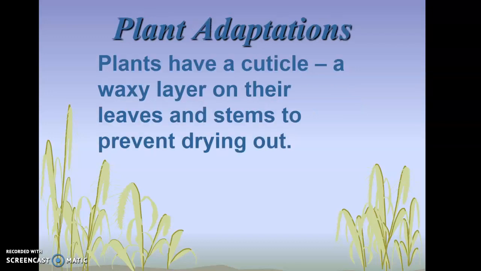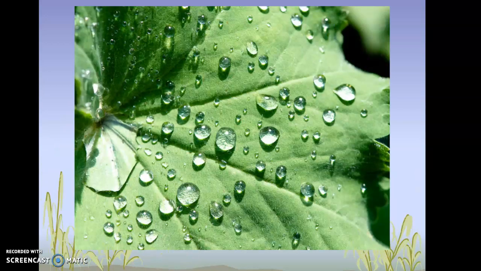So the first adaptation is called a cuticle. Plants have this stuff called a cuticle, which is a waxy layer on their leaves and stems. And what this does is it protects them from drying out. So if they don't have access to water right away, this waxy layer protects the moisture on the inside. Here's what the cuticle looks like. It's almost like if you wax your car, the water just beads up and it keeps the water from inside evaporating.